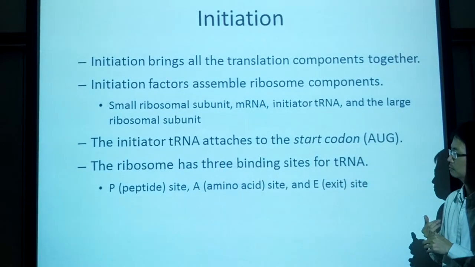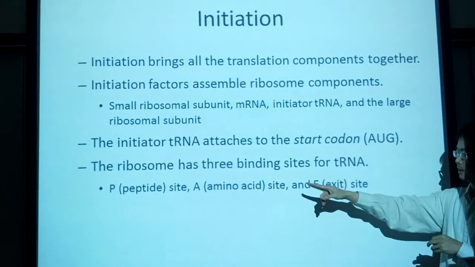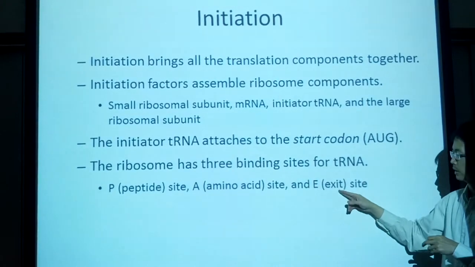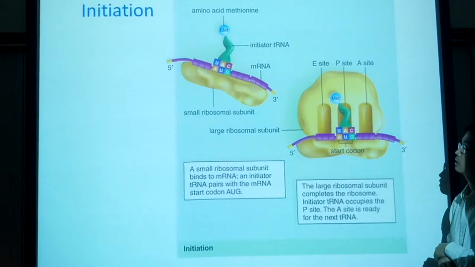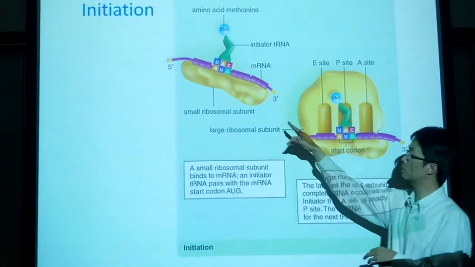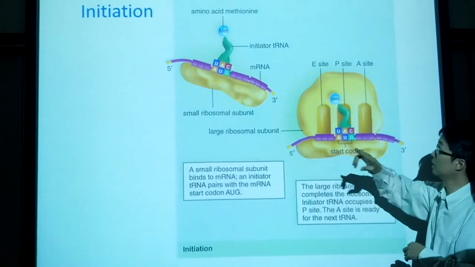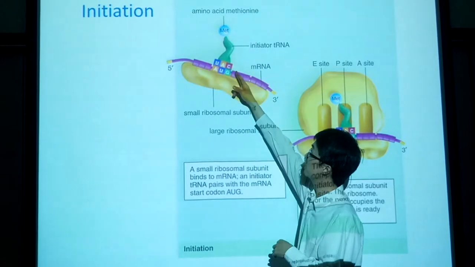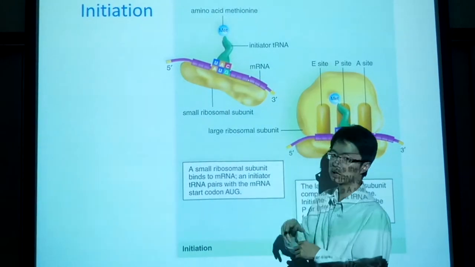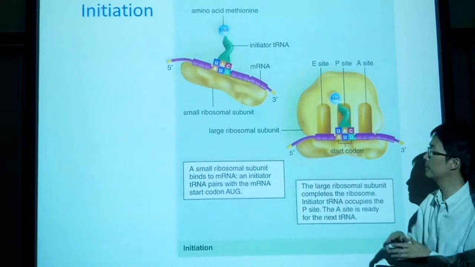And then the ribosome has three binding sites. You see the peptide, amino acid, and the exit site. So I told you before, this is the start codon, AUG. And this transfer RNA has the methionine amino acid attached to it, anticodon UAC.